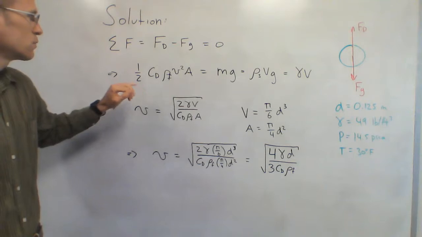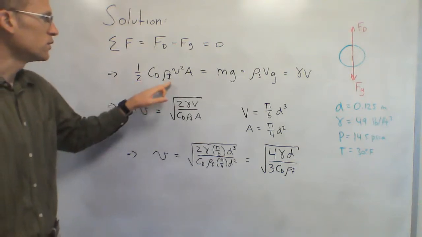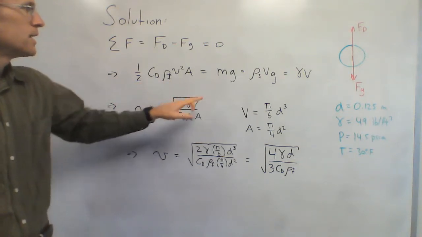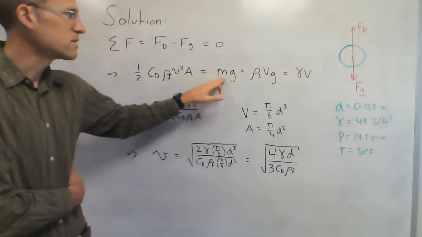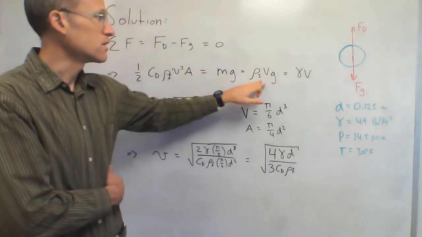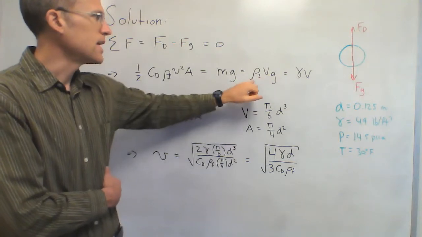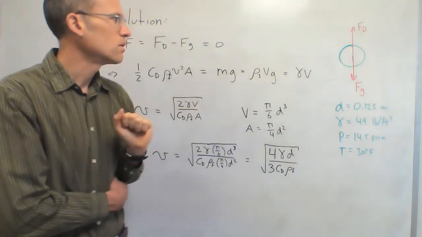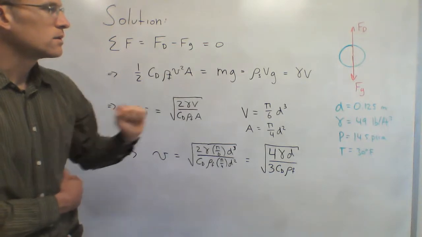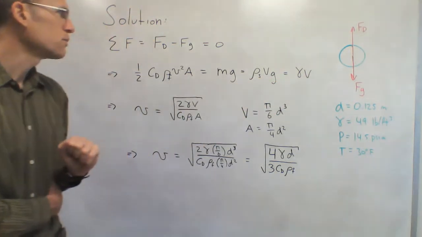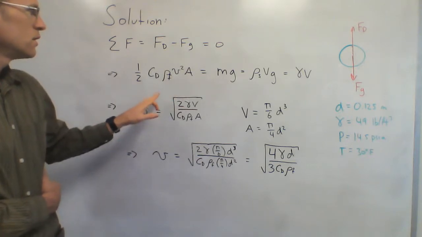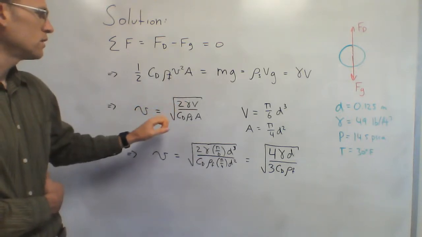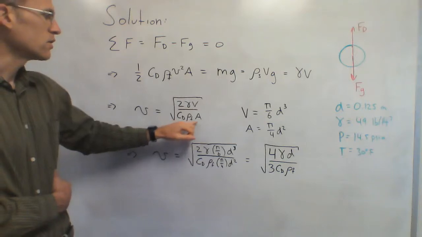So drag force, 1/2 CD rho of the fluid, v squared A, equals weight of my hailstone. Now in terms of weight of my hailstone, the mass is density times volume, so density of the solid object times volume, and then density times gravity is specific weight. So know that number, 49, put it in there. Then solving this equation for my velocity, so I have 2 gamma V over CD, density of the air, and area.